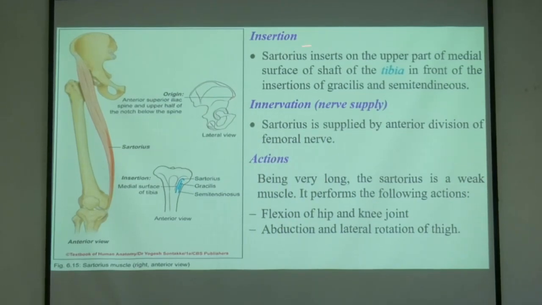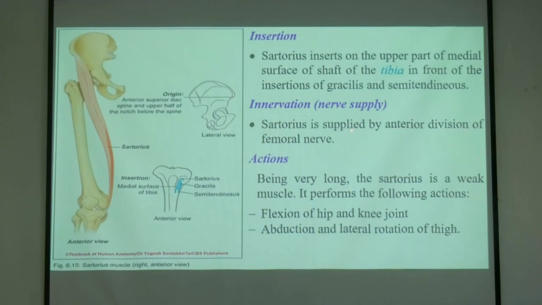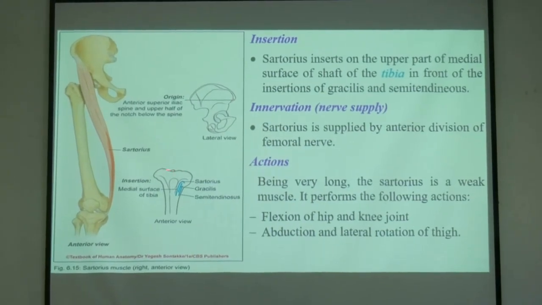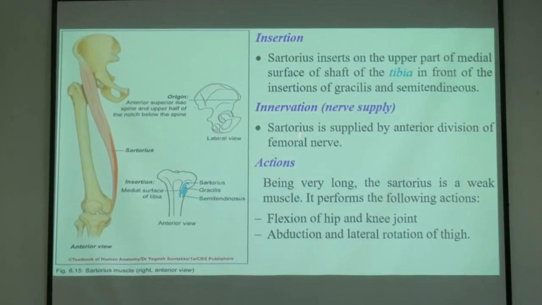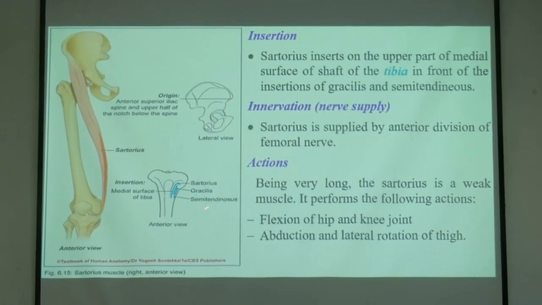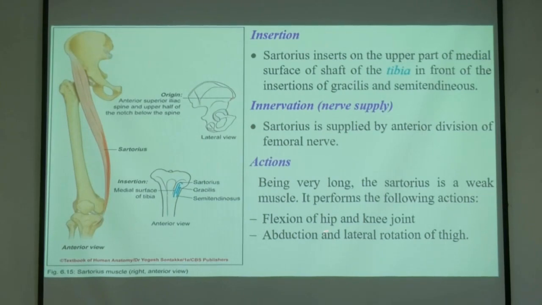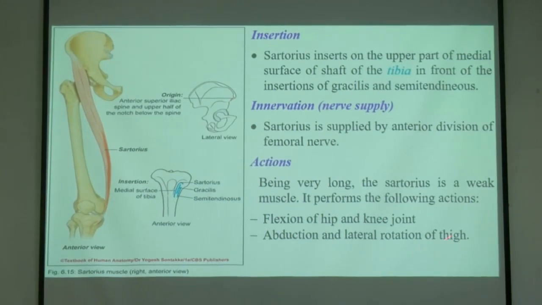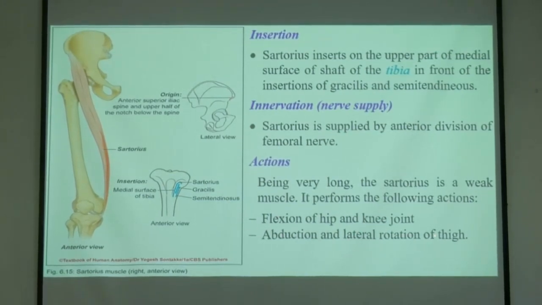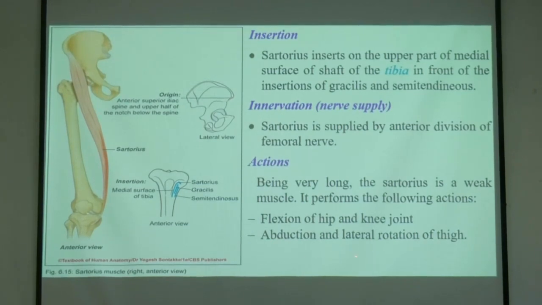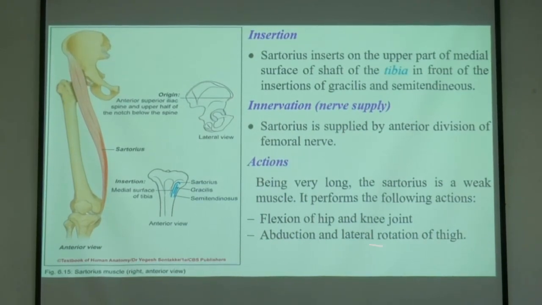So it inserts on the upper part of the medial surface of the shaft of the tibia in front of the insertion of gracilis and semitendinosus, and sartorius is supplied by the anterior division of the femoral nerve. Only the muscular supply is from the anterior division. Action: though it is a very long muscle, sartorius is weak, and performs flexion of the hip and knee joint, and abduction and lateral rotation of the thigh. These are the actions of sartorius.